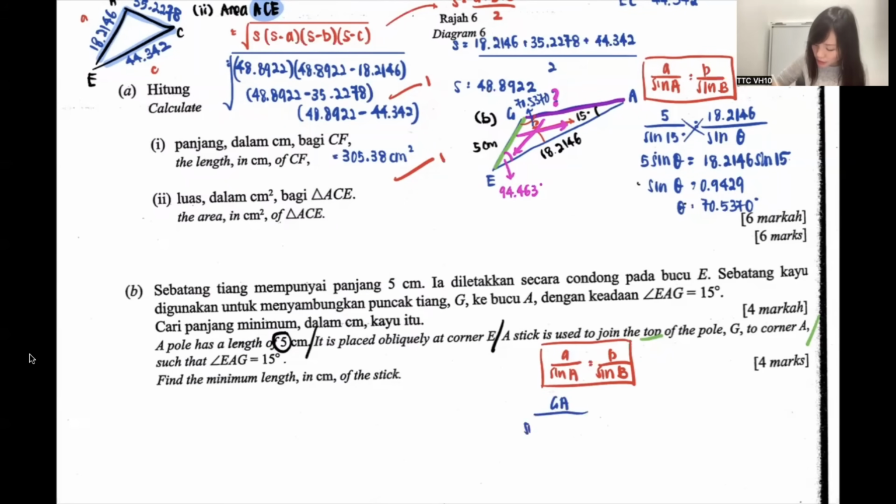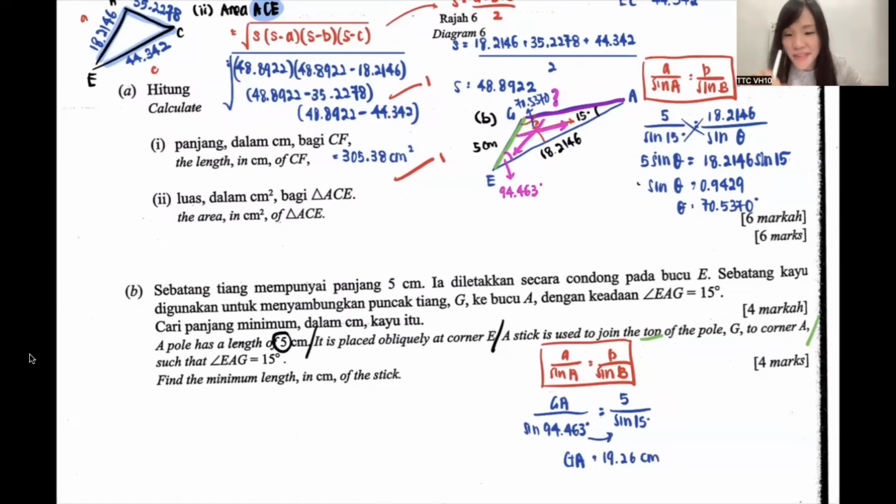So GA opposite is 94.463 degree. Another one, 5 cm opposite is 15 degree. So GA answer will be divide, move up, times. So 5 times sine 15 times sine 94.463. I guess getting the answer 19.25993 cm. That is actually the length of the stick that is needed.